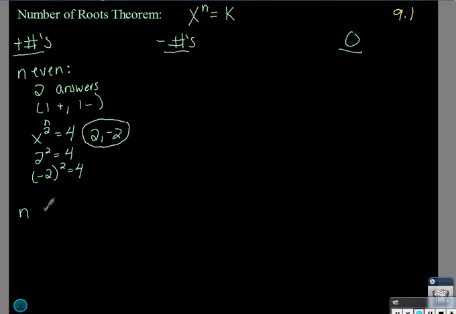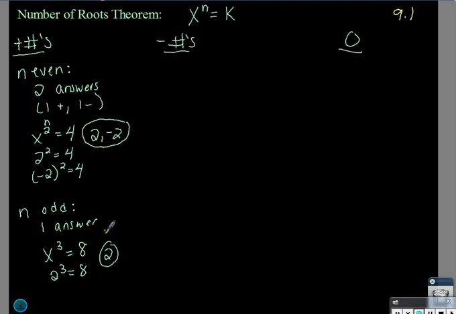If your n is odd, so for example 3, 5, 7, and so on, you only have one answer. So for example, if I wanted to say x cubed is equal to 8, the only number that does that is 2 cubed. So only 2 cubed will equal 8, so then my answer there is just the 2.